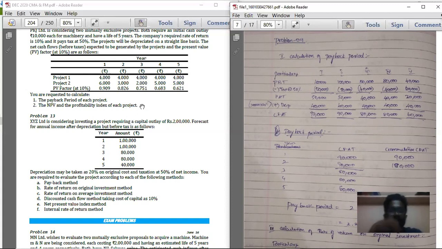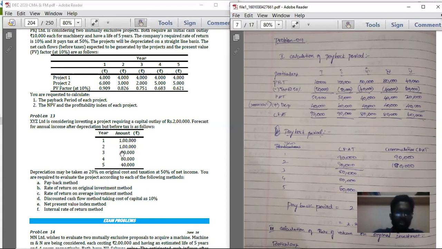So take down, see, understand it properly. Whatever they have given, only you should take. Here they have given annual income, that is profit after depreciation but before tax. Before tax means PBT. So they have already deducted depreciation. So PBT, record one by one. First year 1 lakh, second year 1 lakh, third year 80,000, fourth year 80,000, and fifth year 40,000.